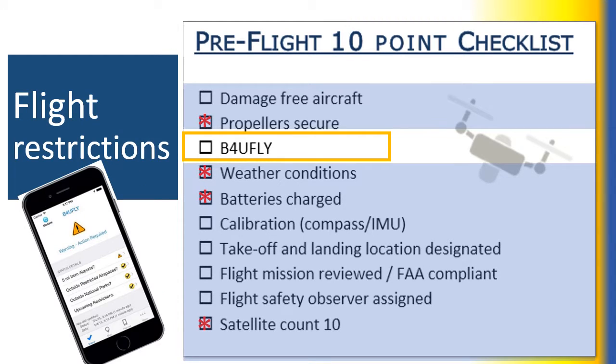So the next checkpoint is something called Before You Fly. It's an app that's put out by the FAA, and it tells you if there are any flight restrictions in your area. It will pick up airports and any other kinds of flight restrictions so that you know whether or not it's safe to fly.